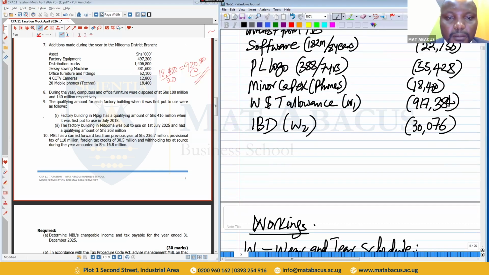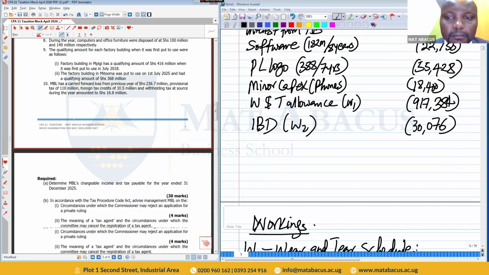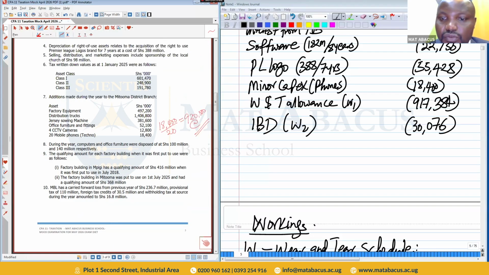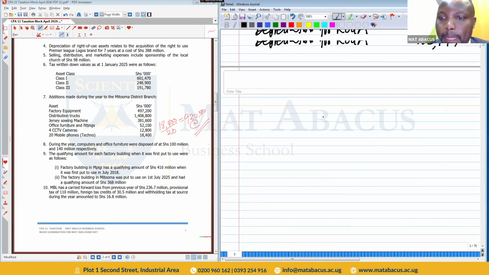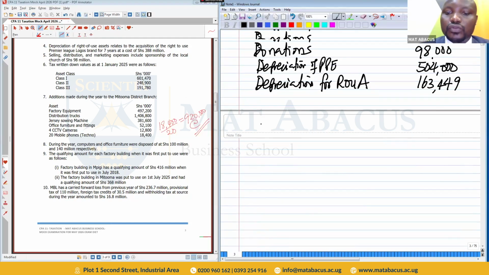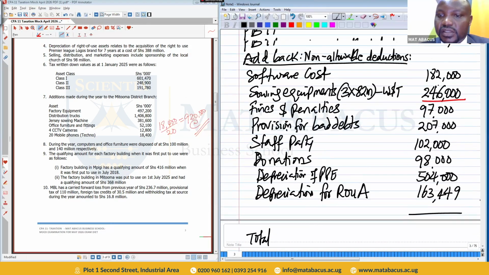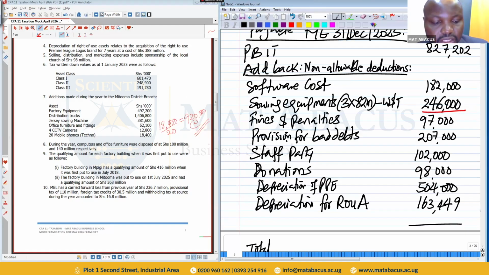After having IBD, we're almost done. So then you add up. So we're gonna add up here. We're going to get the total here, total non-allowable. So let me add. So you get your calculator and press these figures there. So there is no magic. You have to get your calculator and press the figures.